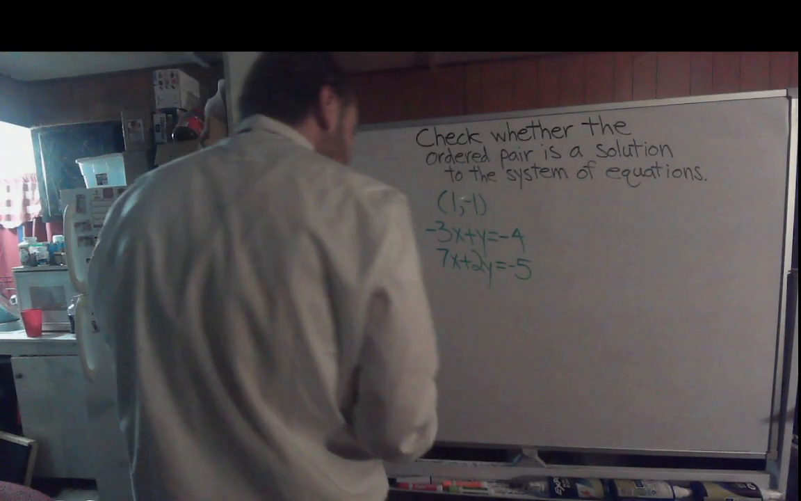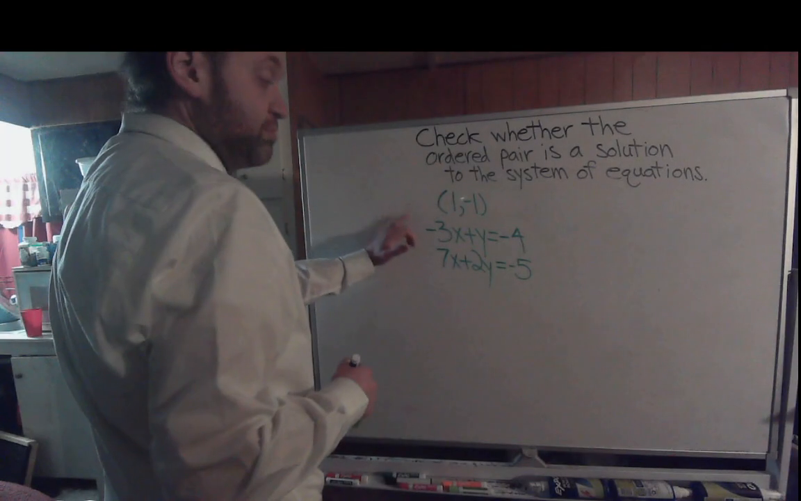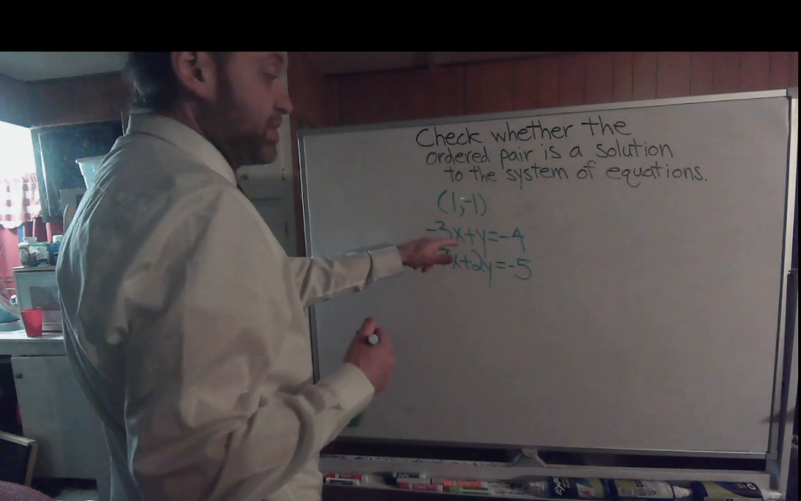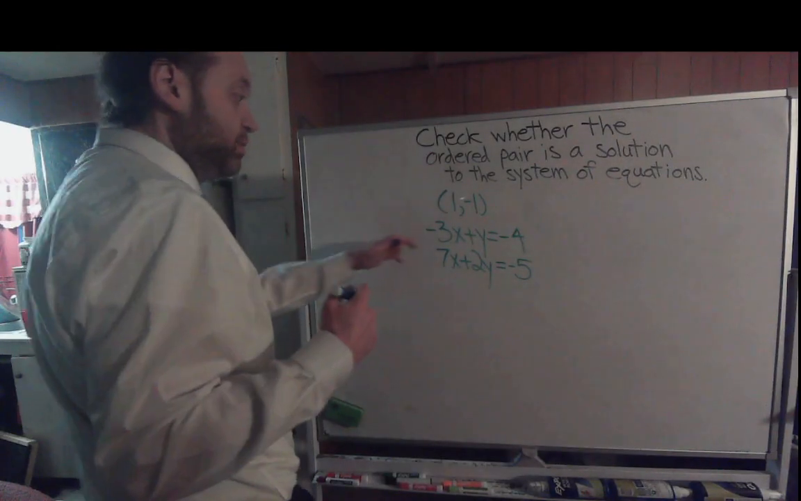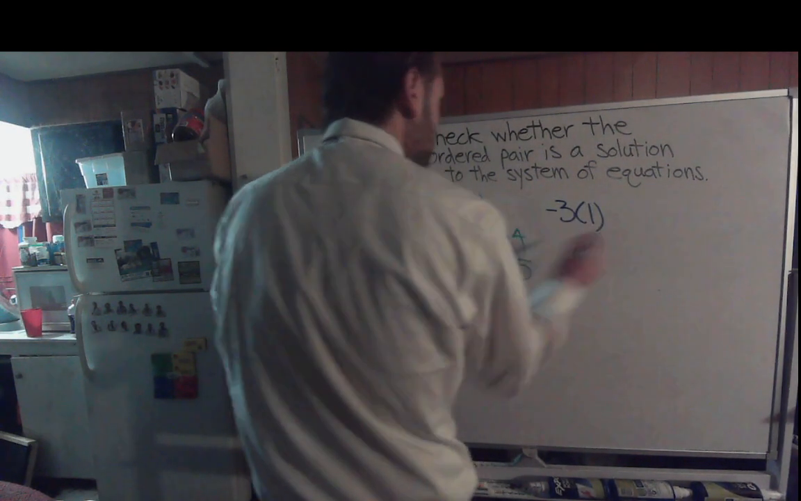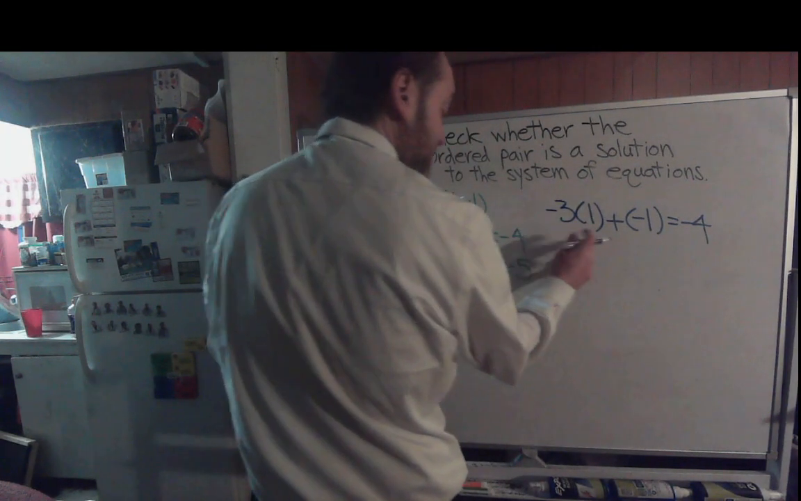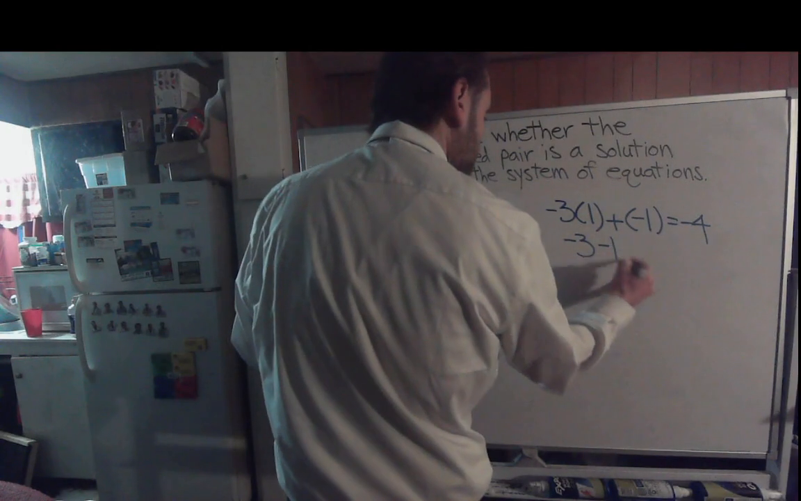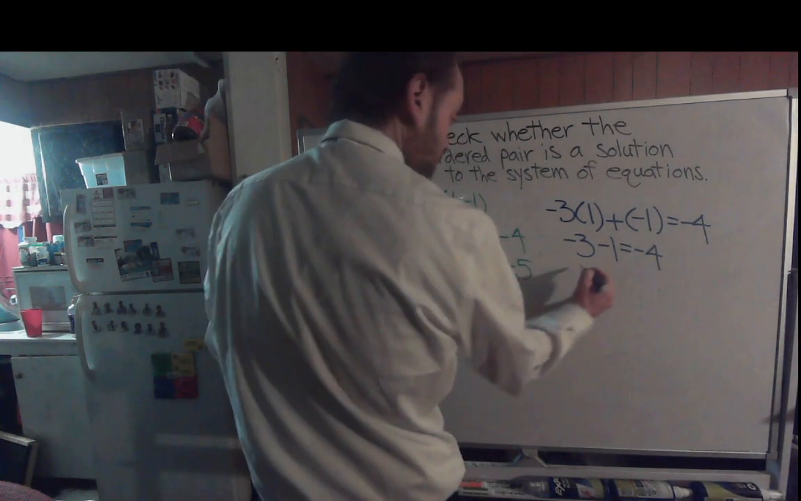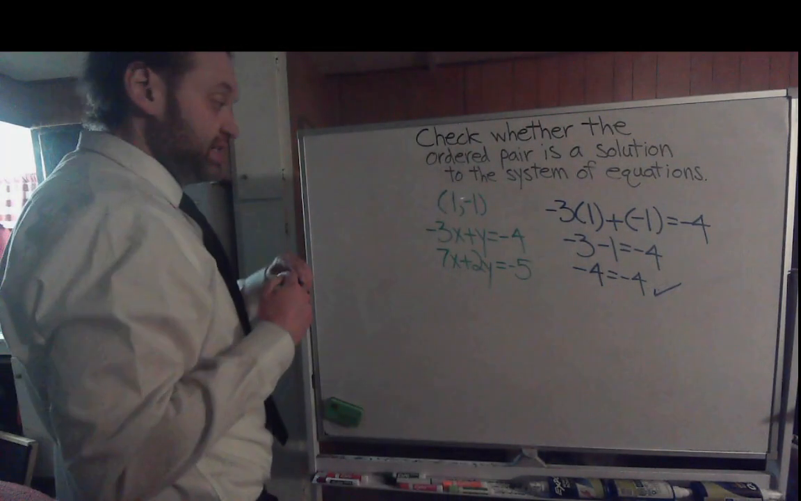All right, so is this point a solution to the system of equations? Let's put it into each equation. So start with -3x plus y equals -4. Put in 1 for x, you'll get -3 times 1 plus your y value of -1, set that equal to -4. -3 times 1 is -3, then you have -1 equal to -4. Well, -4 equals -4. So far it checks out for the first equation.